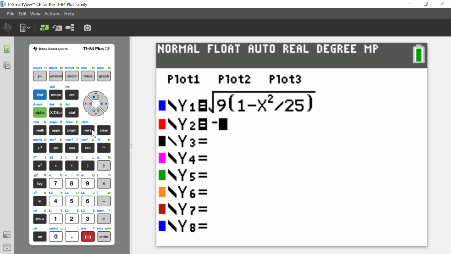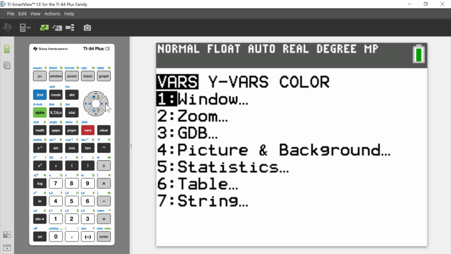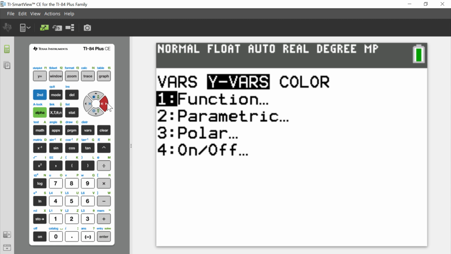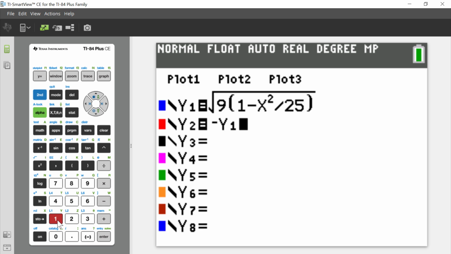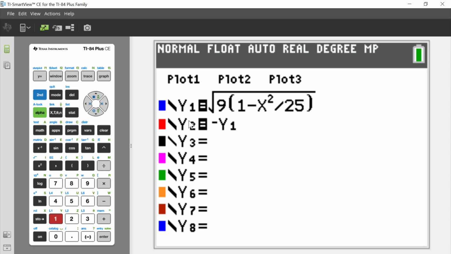So I'm going to hit the vars key. I'm going to arrow to the right one time under the Y-VARS menu. I want to call out a function, so I'll hit the number 1. And then I want to call out the equation y1, so I will hit the number 1 again to select y1. So now we're back in the y equals screen, and we have y2 equals the negative of y sub 1. This is just a little bit of a time saver to not have to retype that entire expression again involving the square root.